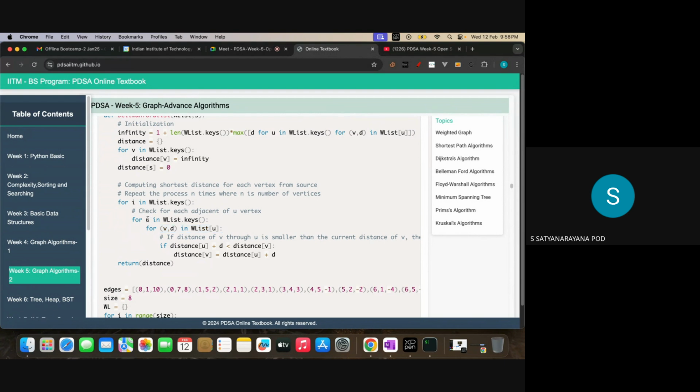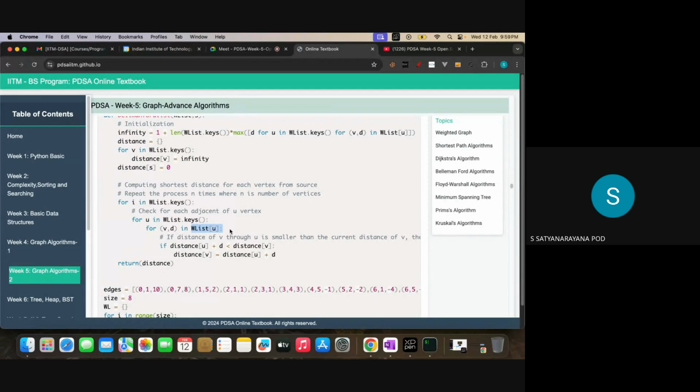Every u they are picking up, they are trying to find the destination from that u. We take only that u's adjacent vertices, not every adjacent. Whatever u you pick, only that u's adjacent means those edges only. We don't touch other edges. So in this case, using an adjacency list is better than an adjacency matrix.